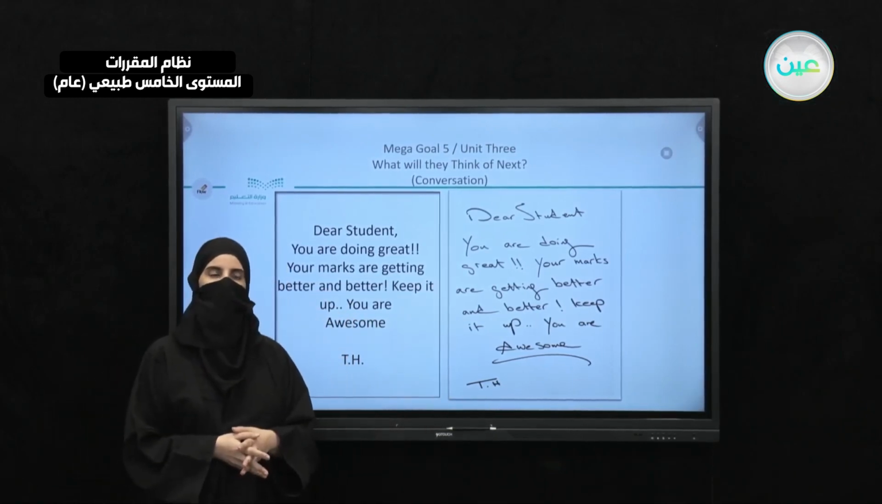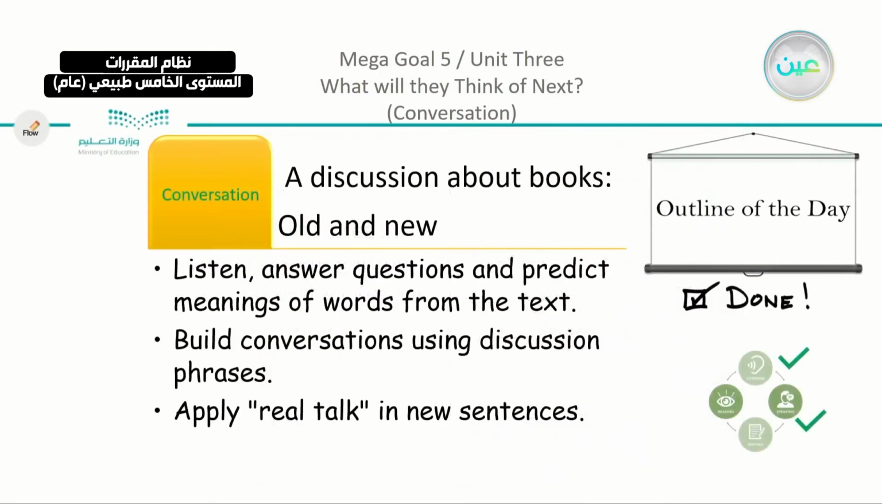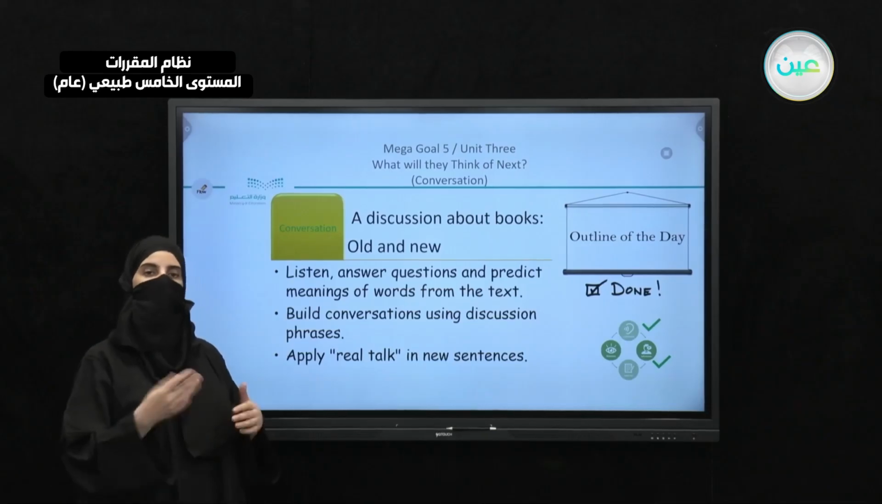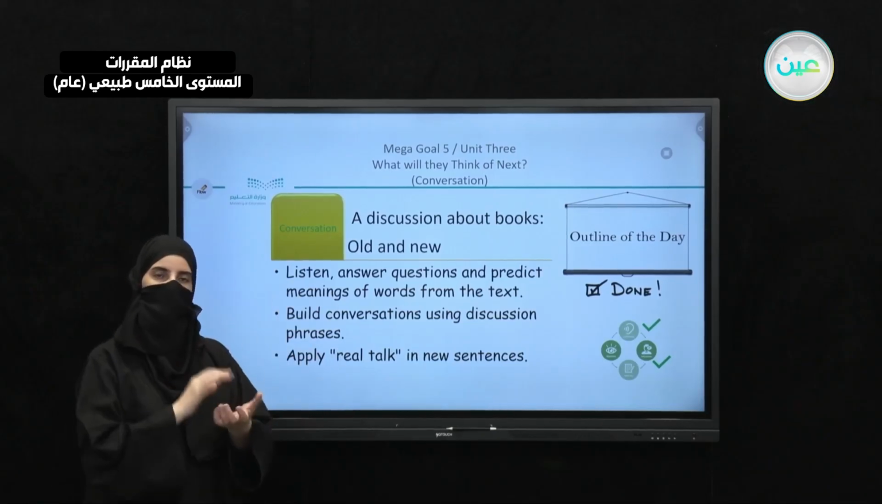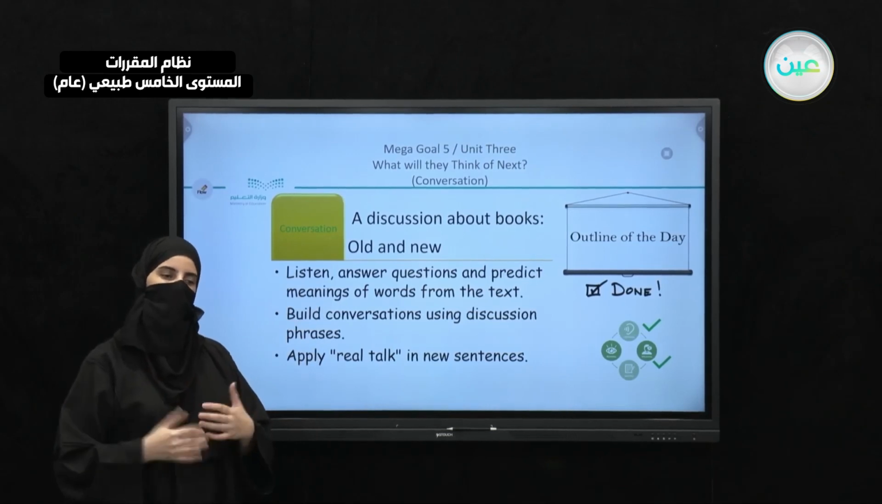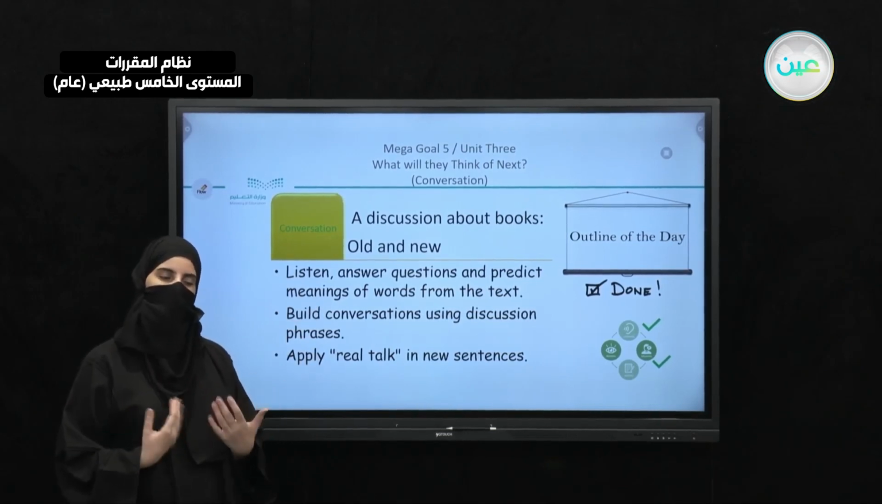So our lesson here, the discussion about books, old and new, the basic thing that we have here is to listen, answer questions, and predict meanings of words from the text, to build conversations using discussion phrases, which are the persuading phrases that we have here, and to apply real talk in new sentences. Do not forget also to apply the real talk that we have here, like the ones that I do when I use all in one together. So try as much as you can to use everything so you can practice more.